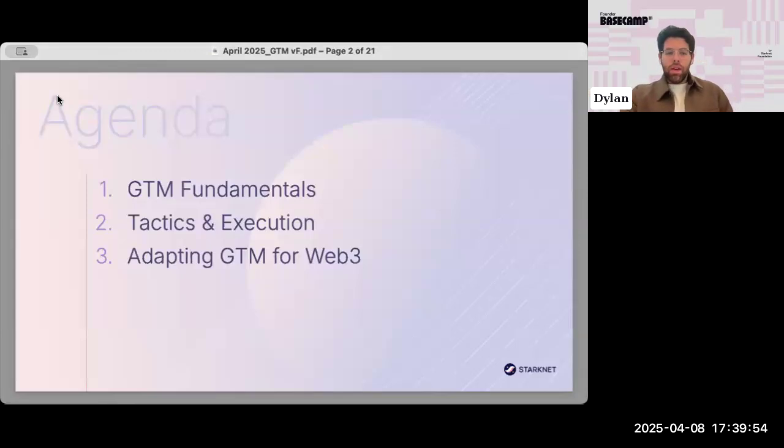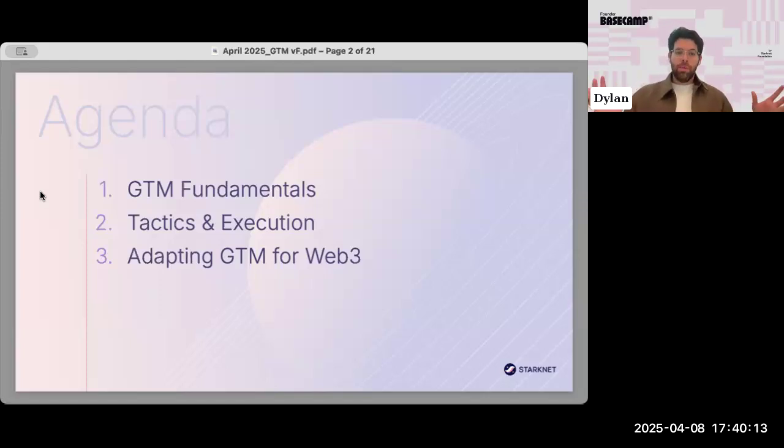We'll cover three key areas. The first one is go-to-market fundamentals. These are the core concepts you need to understand. The second one will be tactics and execution. These are practical approaches to implementation. Third one will be actually adapting your go-to-market strategy for Web3. These are just specialized strategies for a crypto project.